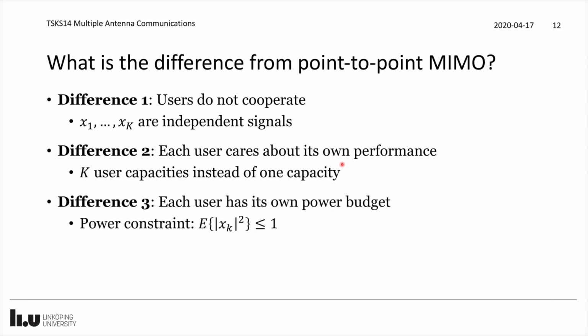Difference 3 is that each user has its own power budget. So for each of these signals, we take the absolute value squared, we compute the expected value of it, and that one should be smaller or equal to a number. And that is also different from the point-to-point MIMO case, where we could spread out the signals over our different parallel subchannels, and we cared about the total power over those subchannels, and that's why we derived the water-filling algorithm, for example. And that is not used here because every user has its own power amplifier, and its own battery that is drained by using the power.